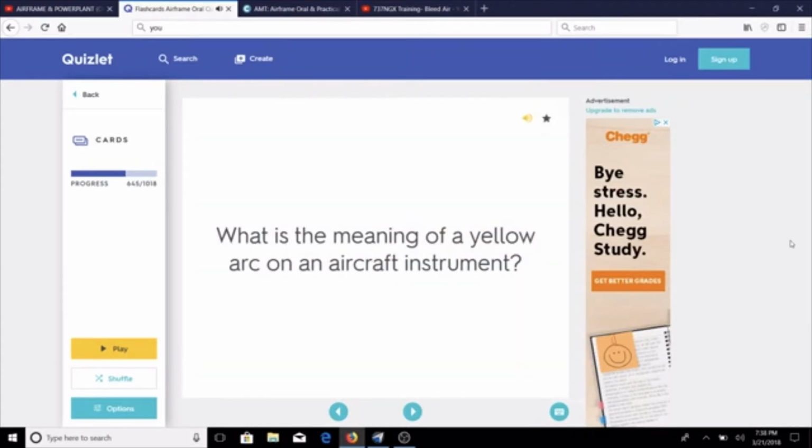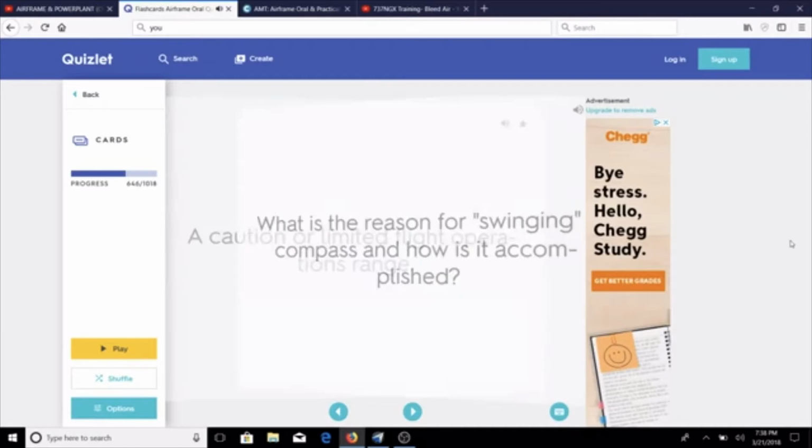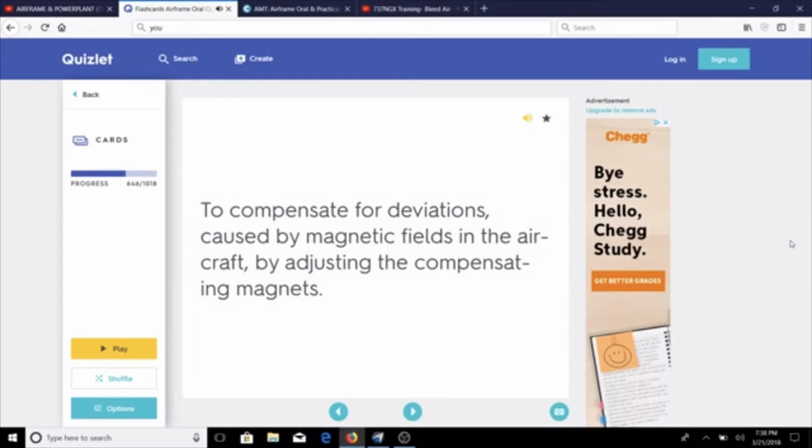What is the meaning of a yellow arc on an aircraft instrument? A caution or limited flight operations range. What is the reason for swinging a compass and how is it accomplished? To compensate for deviations caused by magnetic fields in the aircraft by adjusting the compensating magnets.